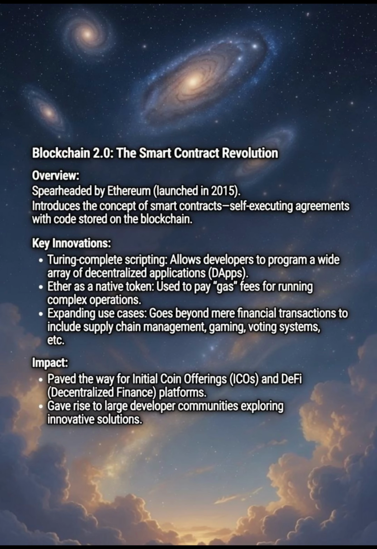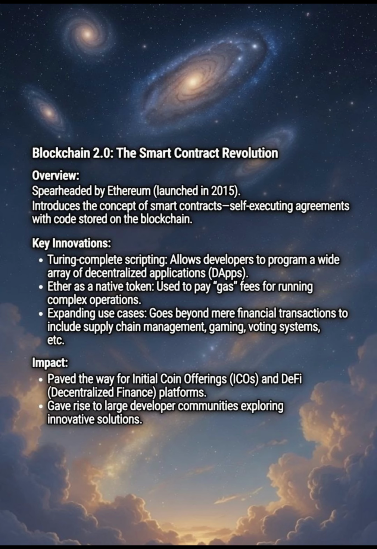Overview: spearheaded by Ethereum, launched in 2015, it introduces the concept of smart contracts, self-executing agreements with code stored on the blockchain. Key innovations: Turing-complete scripting allows developers to program a wide array of decentralized applications, dApps. Ether as a native token used to pay gas fees for running complex operations. Expanding use cases goes beyond mere financial transactions to include supply chain management, gaming, voting systems, etc.